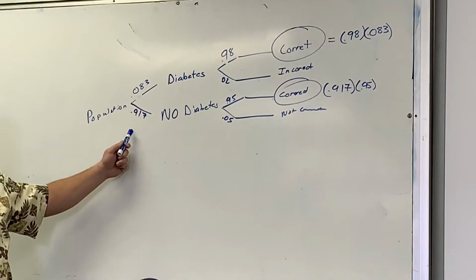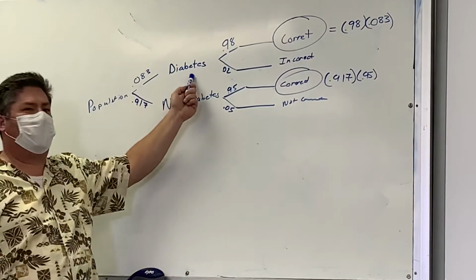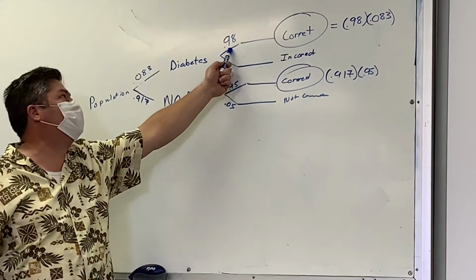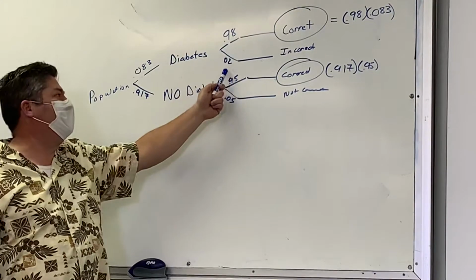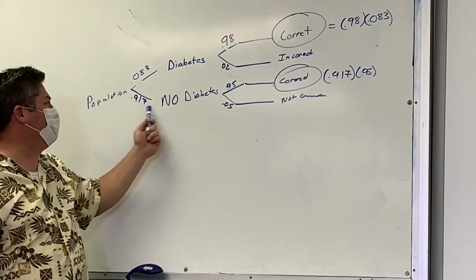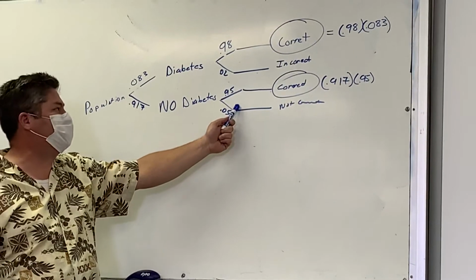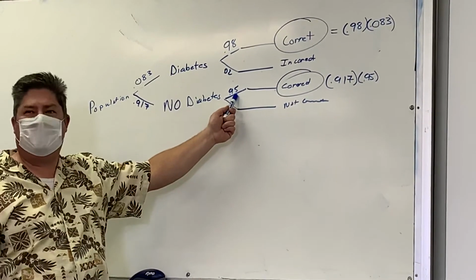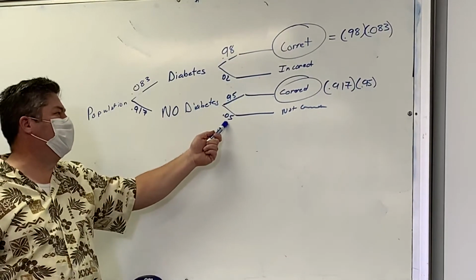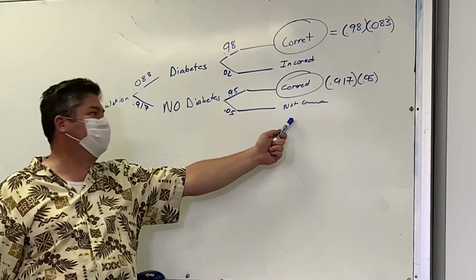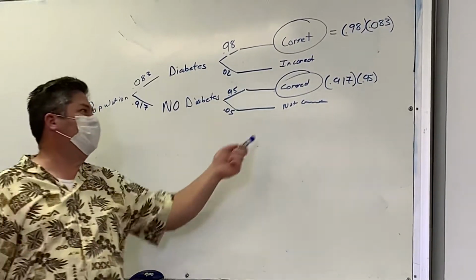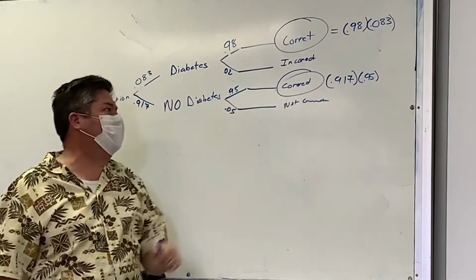We administer a test. For those who have diabetes, the test is correct 98% of the time, and incorrect 2% of the time. If we give them the test and they don't have diabetes, it will say they don't have diabetes 95% of the time. It'll be correct. But 5% of the time, it won't be correct. It'll say they have diabetes when they don't. You see what I mean? So that's whether the diagnosis is correct or not correct.